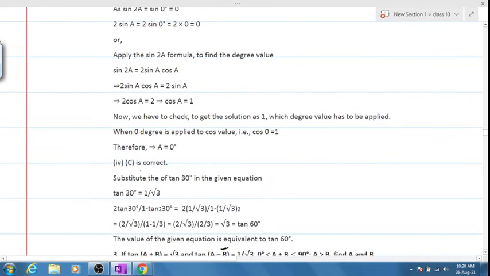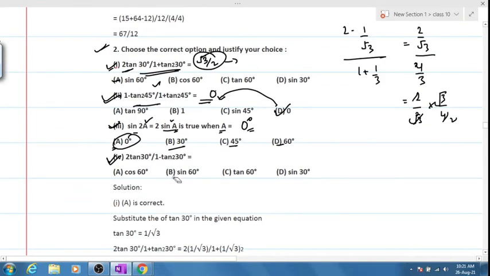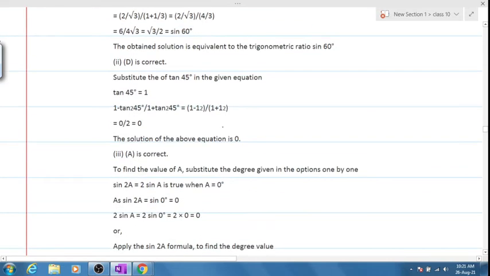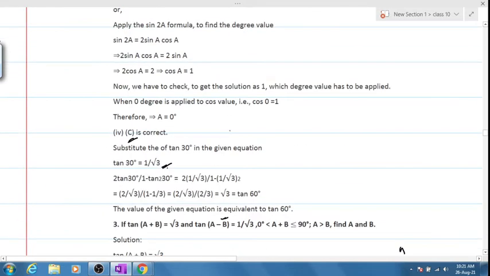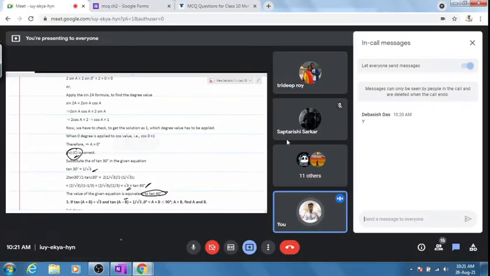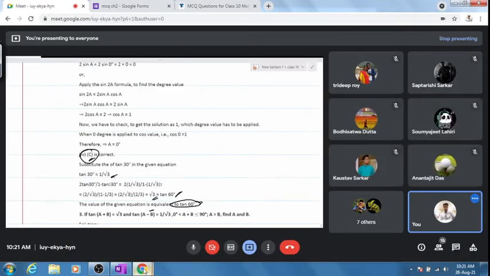We'll be getting option C, root 3 you'll be getting, not 1 by root 3. You'll not be getting that, because over here we got root 3 by 2 and these two are entirely different numericals. How will you get sine 60 again? You'll be getting 1 by root 3, right? Are you all getting 1 by root 3 or root 3? Option C is the correct option. Only root 3, so tan 60 will be your answer. Are there any doubts in anybody's mind? Yes or no, confirm?